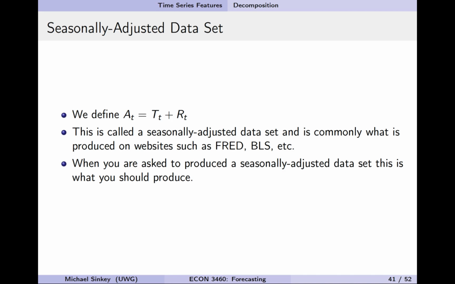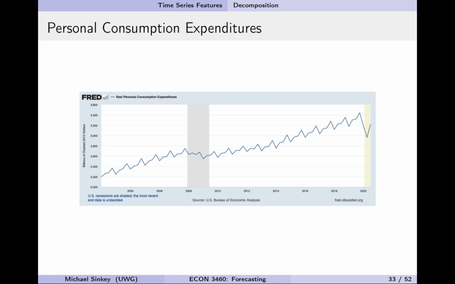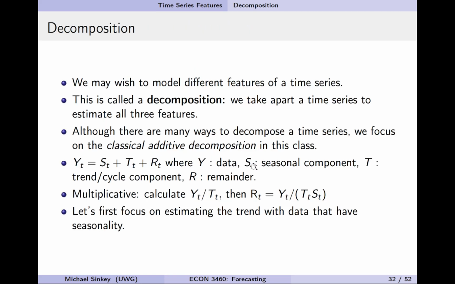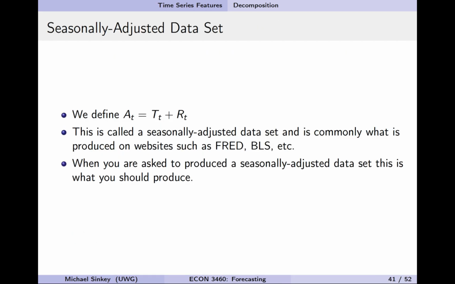So the seasonally adjusted data set is what is commonly produced on sites like FRED, BLS, etc. When you download this data set, it's important to note that a decomposition was performed. So somebody decomposed the data set for you when they produced a graph associated with seasonally adjusted data. They did a decomposition. It may have been an STL decomposition, which is nonlinear. It may have been a classical decomposition, which is what I show you how to do here. It could have been additive. It could have been multiplicative. But the idea is they produced a seasonally adjusted series for you by estimating the trend, either with a moving average or something else.